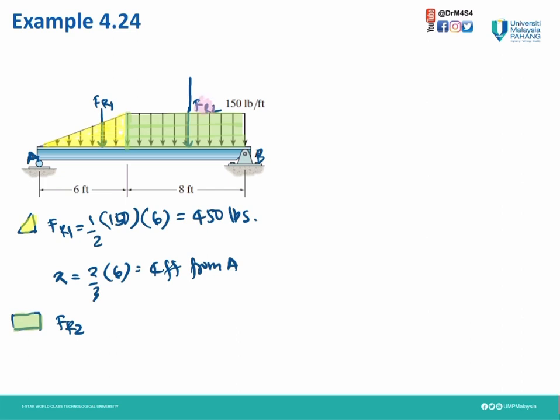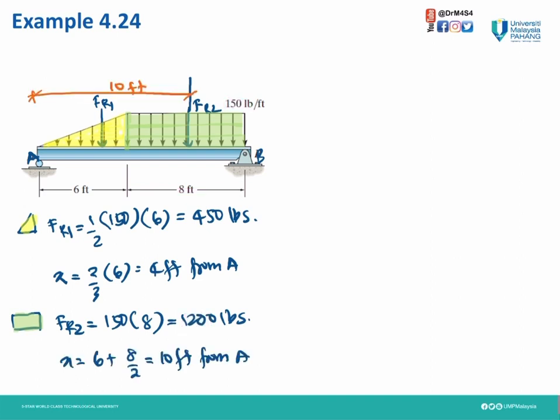Next, we need to calculate our FR2. For the green area, we need to find the area of that rectangle, which is 150 times the length, which is 8. So our FR2 is 1,200 pounds. And the location for that, we name as X. This is 8 feet for that green area, so 8 feet divided by 2. But don't forget to add another 6 feet from point A. Therefore, from point A is 10 feet.